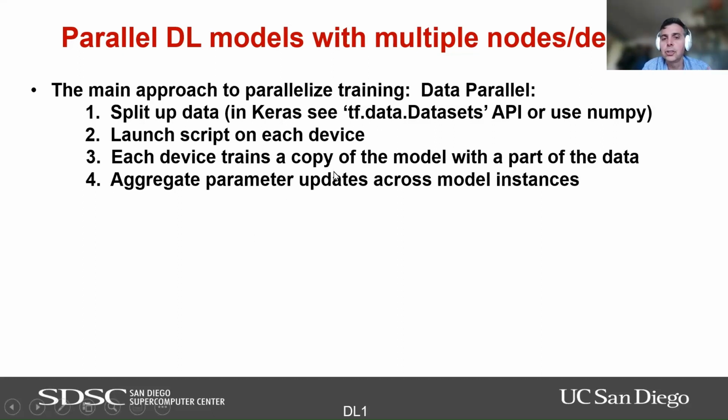Each device has the same model and trains a copy of the model with its part of the data. Then those parameter updates have to be aggregated and broadcast across those model instances. Somehow there has to be a procedure so that the model parameters are kept the same, but each model on each device is running with a separate piece of data. That's the main idea of data parallel.